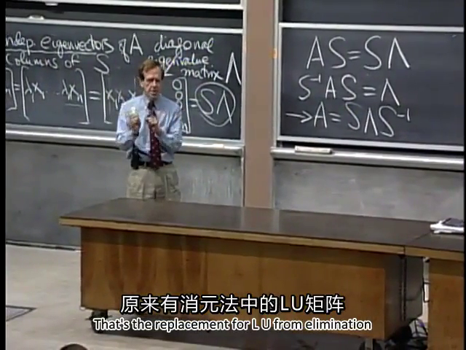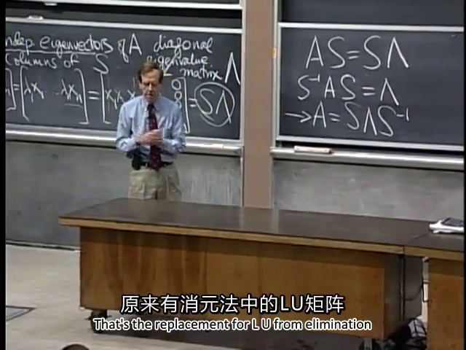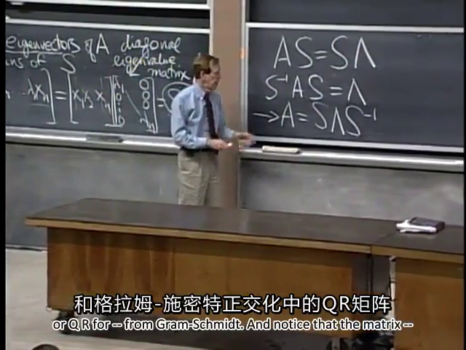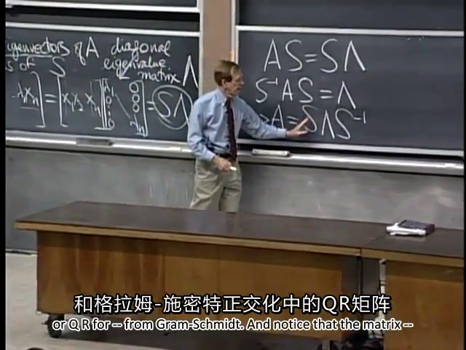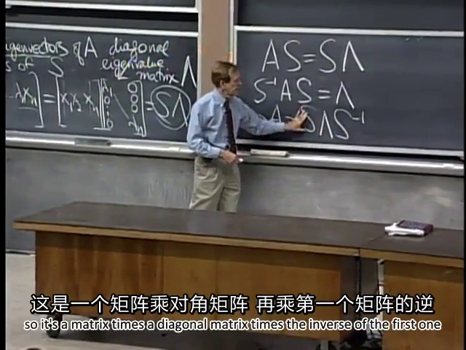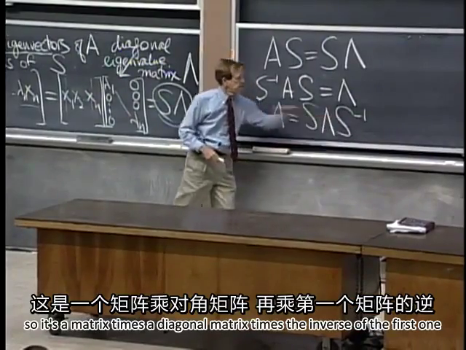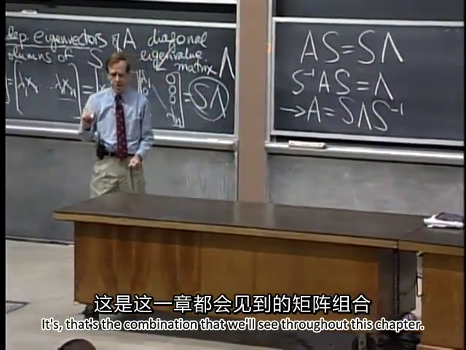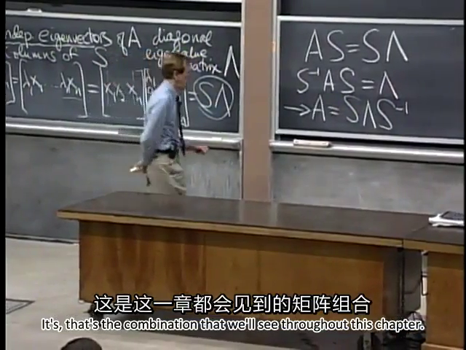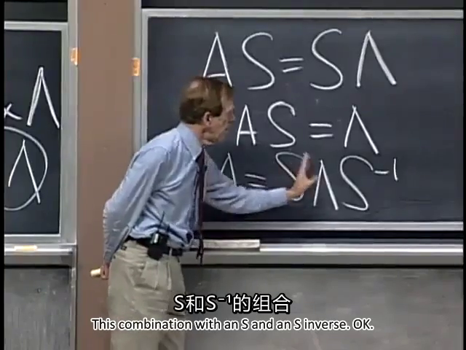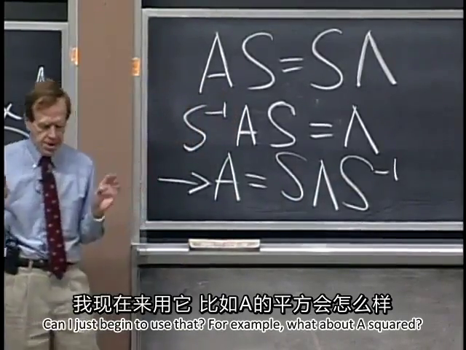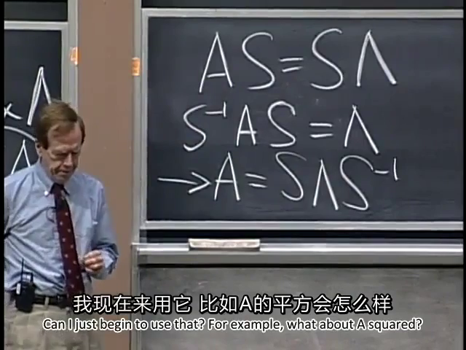That's the replacement for LU from elimination, or QR from Gram-Schmidt. And notice that it's a matrix times a diagonal matrix times the inverse of the first one. That's the combination that we'll see throughout this chapter. This combination with an S and an S inverse. Okay, can I just begin to use that?